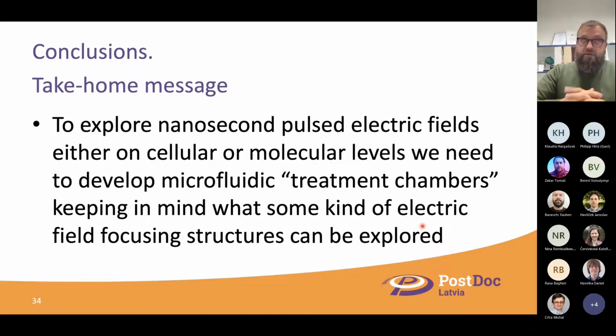Or to focus the electric field in some particular areas, because as you already know, to get a high electric field is not easy, especially when we want to go to very short nanosecond pulsed electric field treatment. So in that case, we need to keep in mind some technical or design issues that can be used to have better conditions.